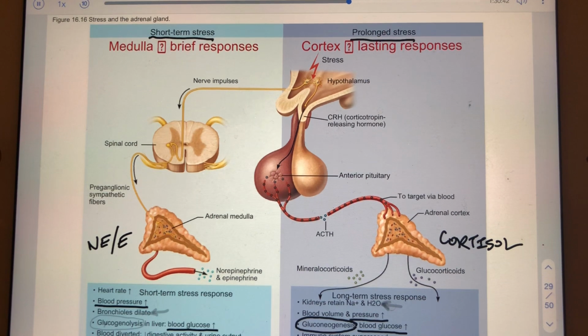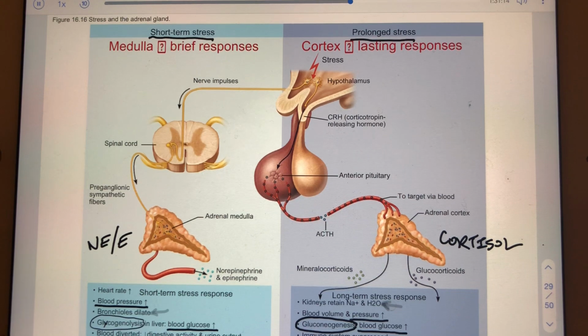Oh, I think I found the typo. What should this say? Glycogenolysis. What is glycogenolysis? It's the conversion of glycogen back into glucose. So same effect, just different routes to actually achieving that effect.